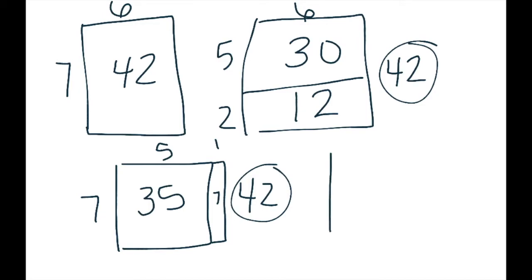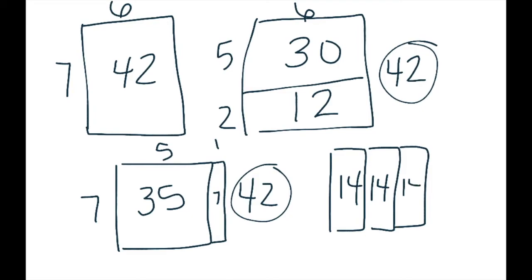Maybe instead, they would see it as 14s. So maybe they see 2 7s, 2 7s, and 2 7s. So 3 14s to get their 42. And so then it's a little bit different to think about what their dimensions look like. So they would have the 7 out here, and then they've broken the 6 up into 2, 2, and 2.